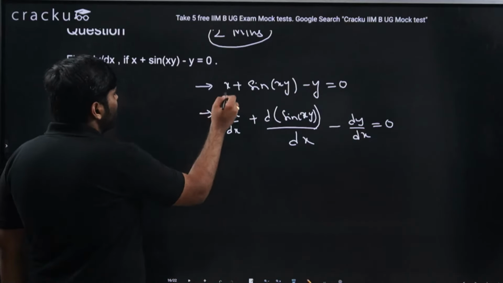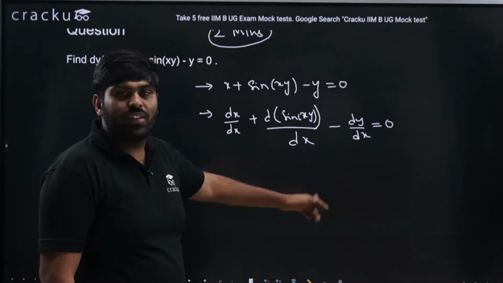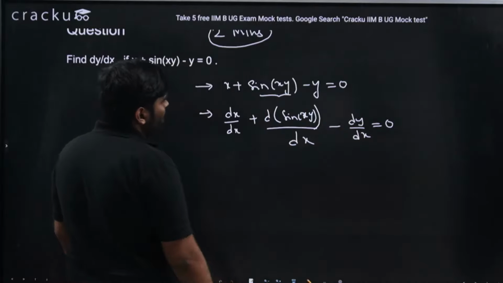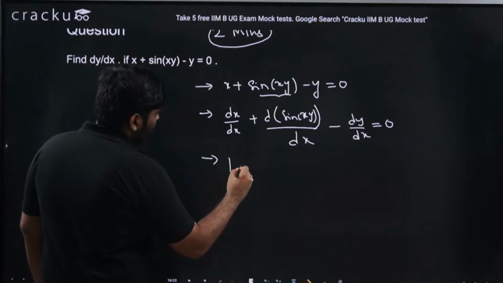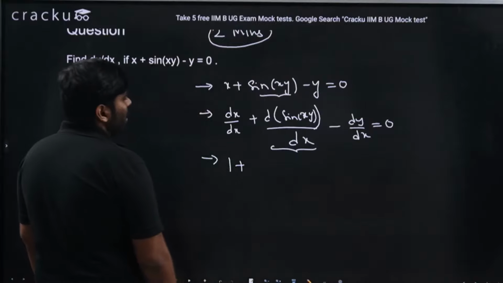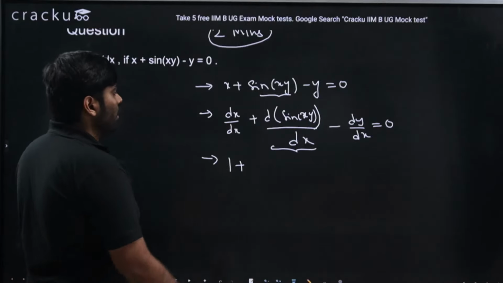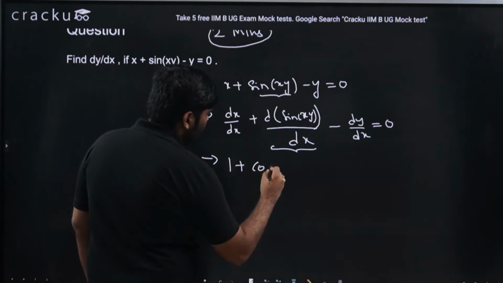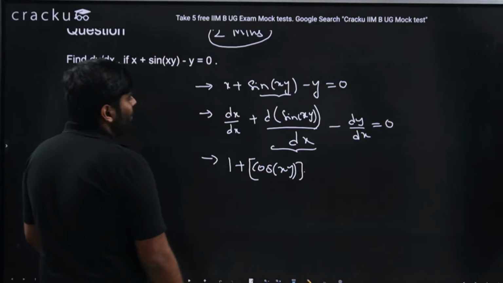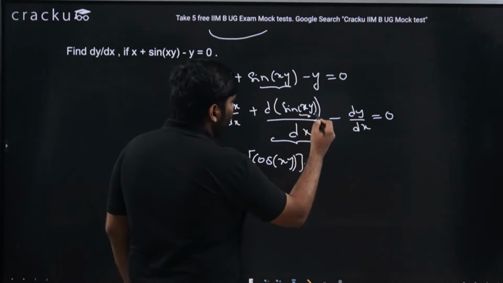So we get x differentiation is dx by dx. Sine of xy differentiation is d by dx of sine of xy, which we have to perform the differentiation for this particular term. y's differentiation is dy by dx. Now dx by dx is 1 plus, what about d by dx of sine of xy? Now d by dx of sine theta is cos theta. So d by dx of sine of xy is nothing but firstly cos of xy into what will I be doing? I should be differentiating this inside part xy with respect to x.